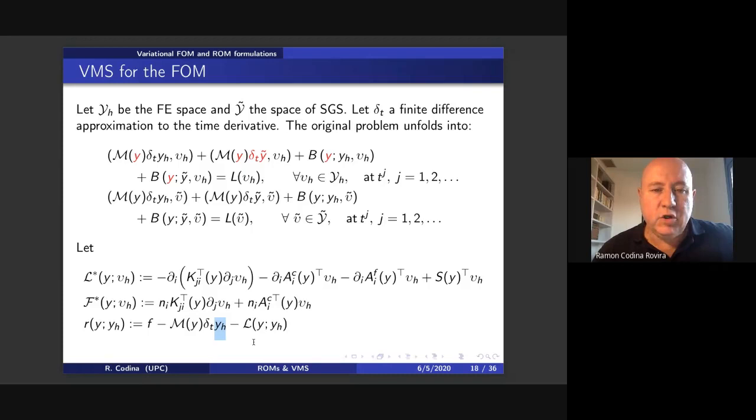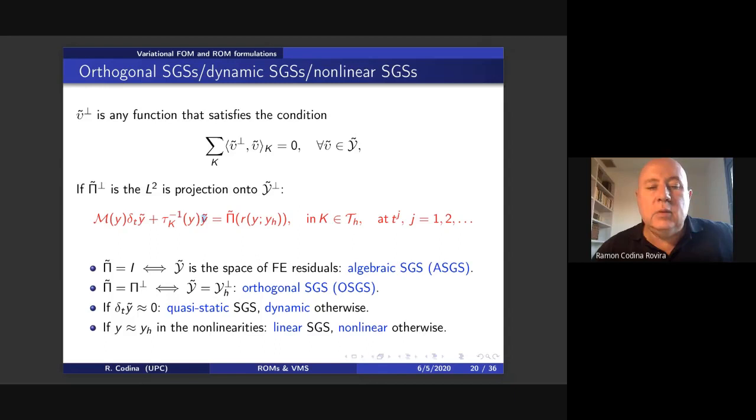Okay, so as I was saying, you could take y tilde as directly proportional to the residual. That's the most common approach that you will find in the literature. But we prefer to take the orthogonal projection of it, leading to what we call the space of orthogonal subgrid scales, or the orthogonal subgrid scale method. And as I will mention later, this is very natural in the context of reduced order models.